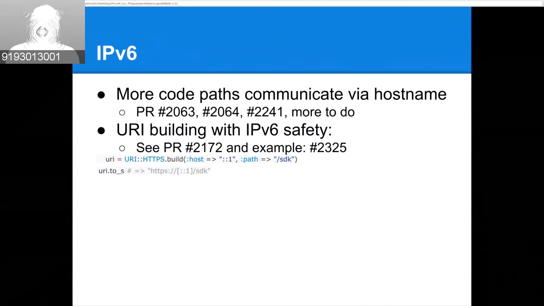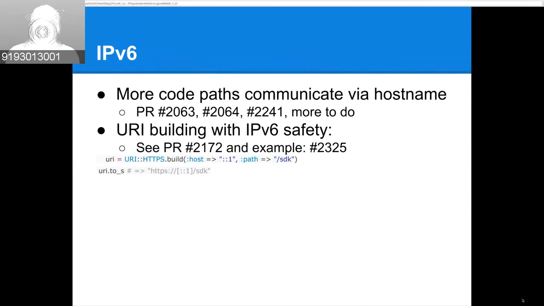So now you don't need to know that you need to wrap an IPv6 literal in square brackets. You can provide the host there as ::1 in this example, and it'll build it correctly. So there's a lot of cleanup with removing the existing workarounds that we were using.